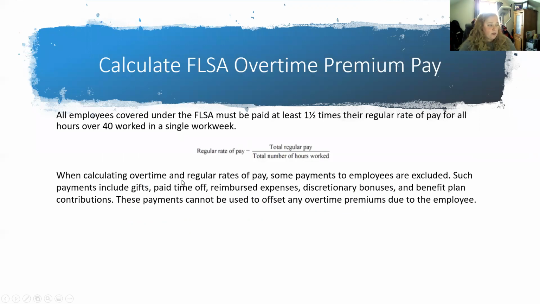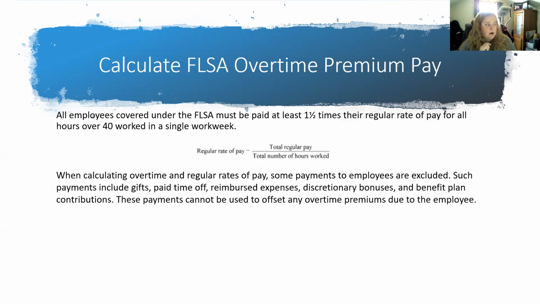So when calculating the overtime premium and regular rates of pay, some payments to employees are excluded, such as gifts, paid time off, reimbursed expenses, discretionary bonuses, and that was Angela's question earlier, and benefit plan contributions. So these payments cannot be used to offset any overtime premiums to the employee.